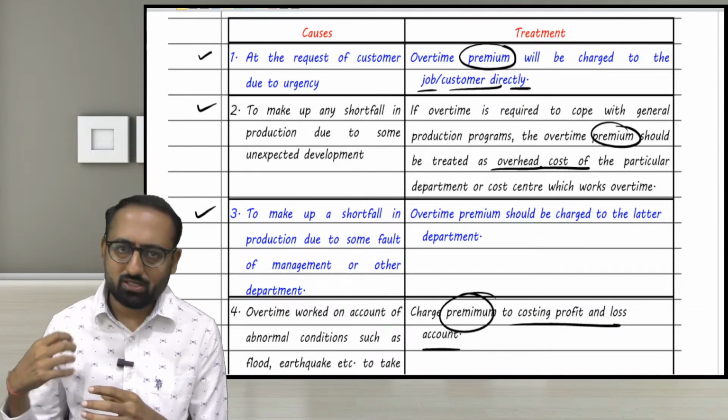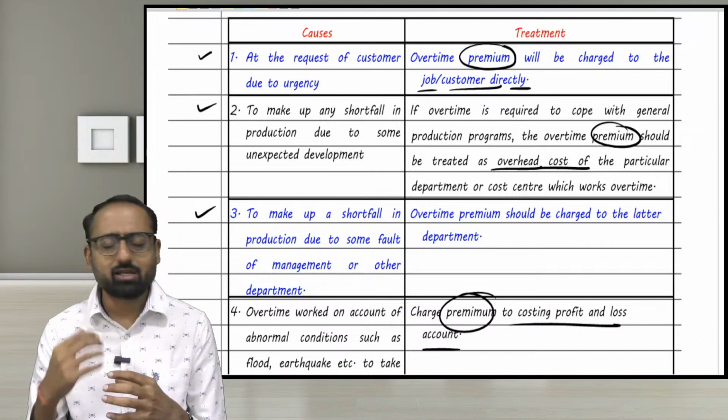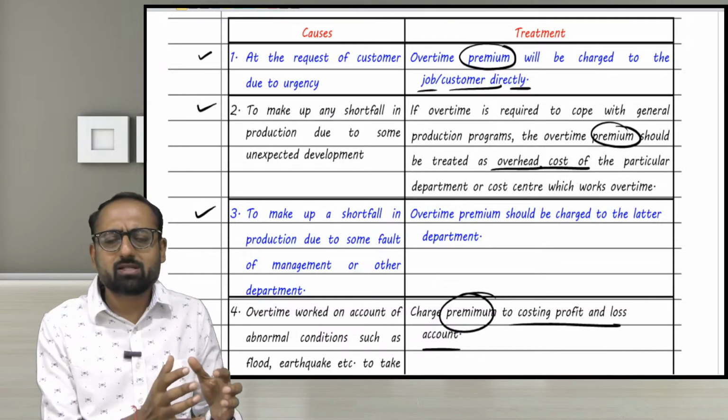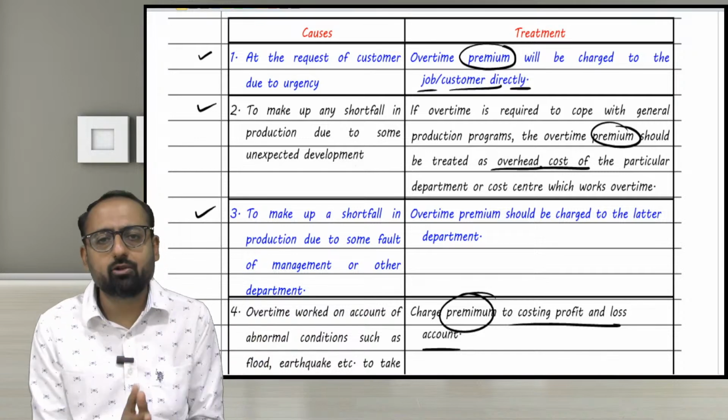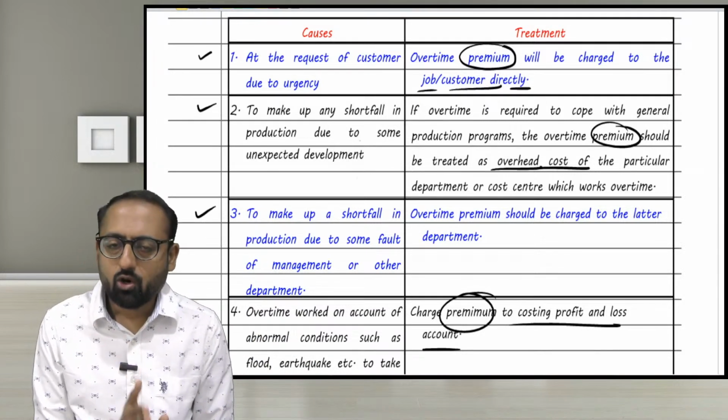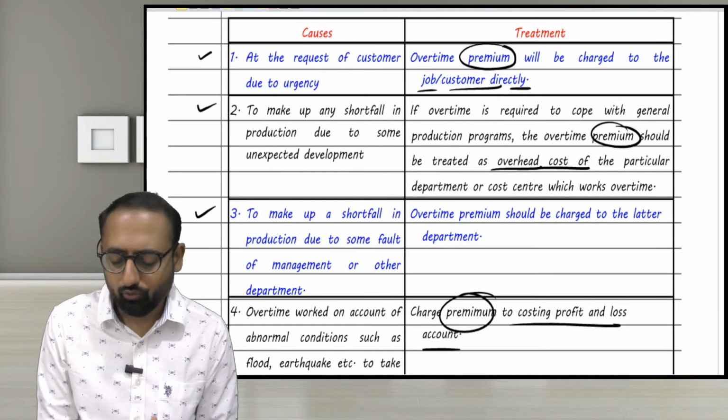Overtime is worked because there is a sudden increase in demand, or there is a normal reason because of which you are lagging behind the schedule. In such a situation, the overtime premium will be charged to factory overhead.